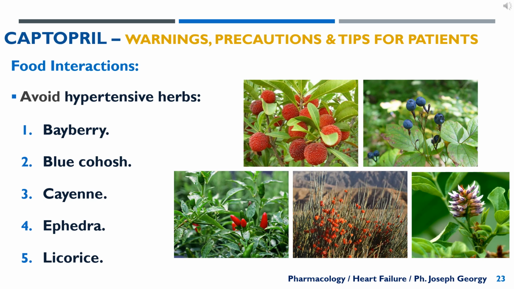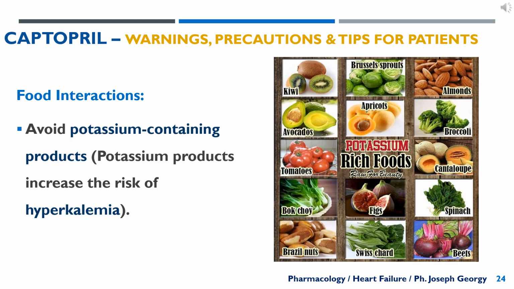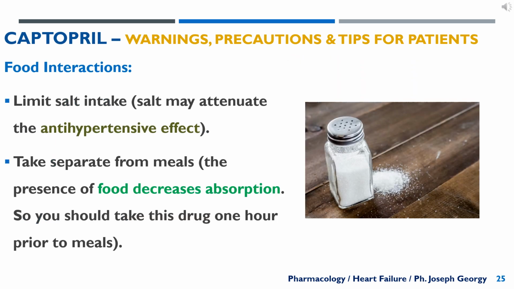Now I have some warnings, precautions, and tips for patients who actually want to take this drug. We have first of all food interactions. Avoid hypertensive herbs such as bayberry, goldenseal, cayenne, ephedra, and licorice. Avoid also potassium-containing products because they increase the risk of hyperkalemia. Limit salt intake because salt may attenuate the antihypertensive effect.